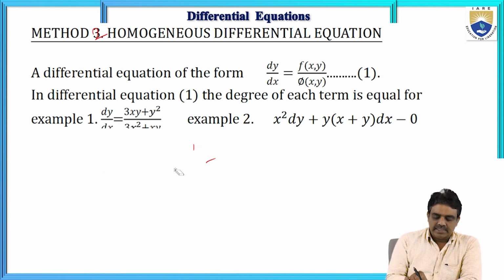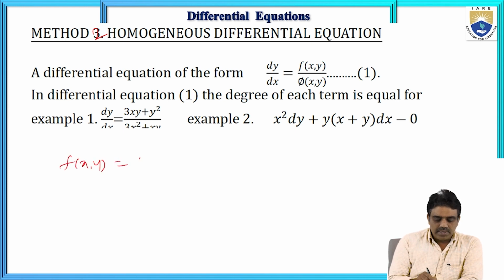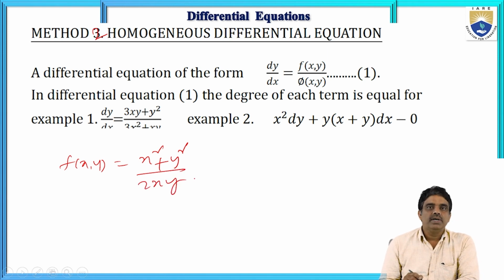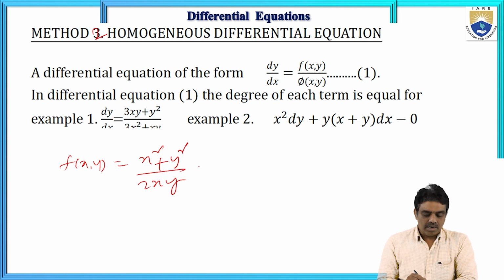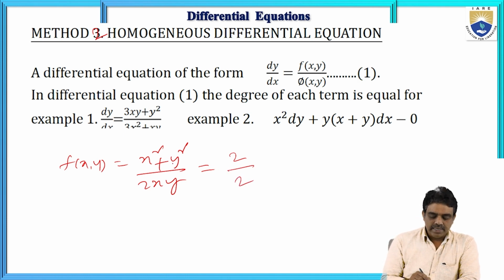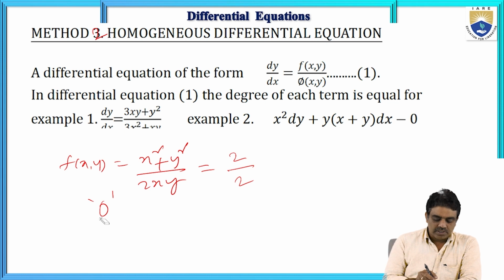Suppose I take another example, f of x comma y is equal to x square plus y square by 2xy. So what is the degree of the homogeneous function here? In the numerator it is degree 2, in the denominator it is degree 2, and we say that it is a homogeneous function of degree 0. So how can we say that it is a homogeneous function of degree 0? I'll give a small example.